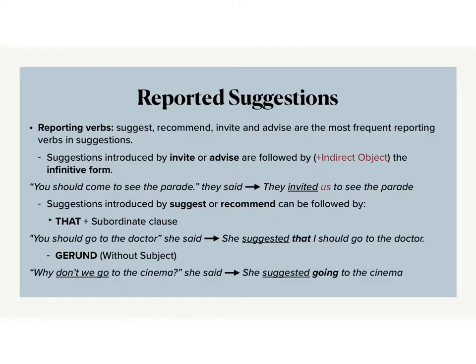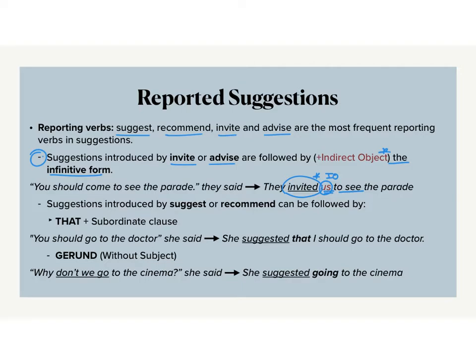In reporting suggestions, the most frequent reporting verbs are suggest, recommend, invite, and advise, okay? Suggestions introduced by invite or advise are followed by an indirect object in the case we have it, and then the infinitive form. So, as you can see in the example, "You should come to see the parade." They said they invited us to see the parade. So it's the verb invite, indirect object, and infinitive.